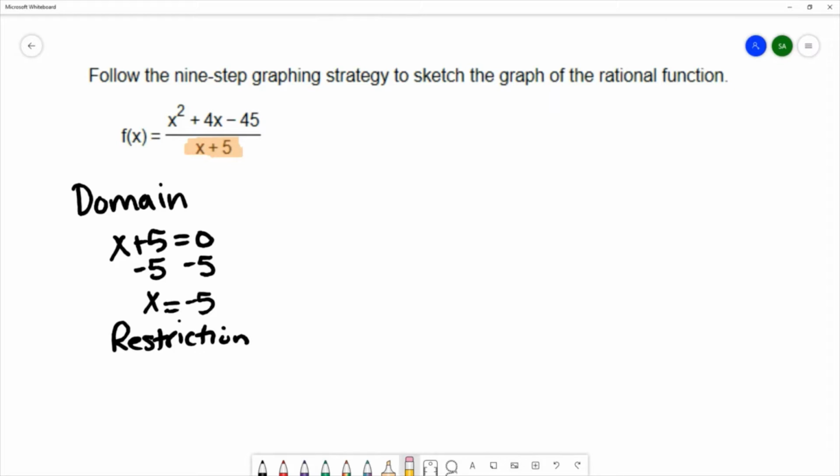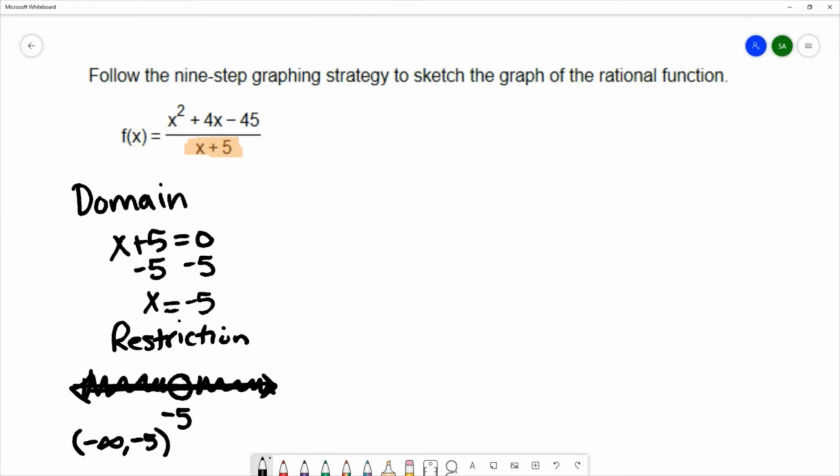On the number line, we would mark -5 as excluded, but include all the other numbers on the number line. And we could write the domain as -infinity to -5, union with -5 to infinity. That's the domain of our function.